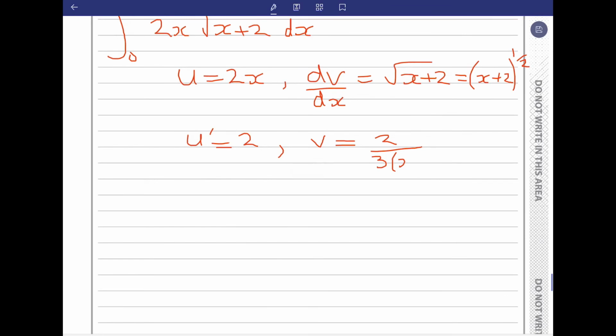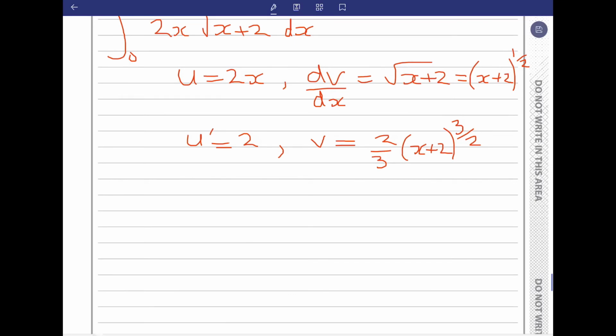Sorry, my bad. 2/3 x plus 2 to the 3 over 2. A quick check when you differentiate this will tell you that you get the square root of x plus 2 back, as you do 3 over 2 times by 1 times by 2/3, take 1 off the power.